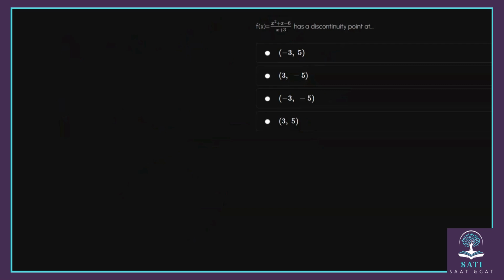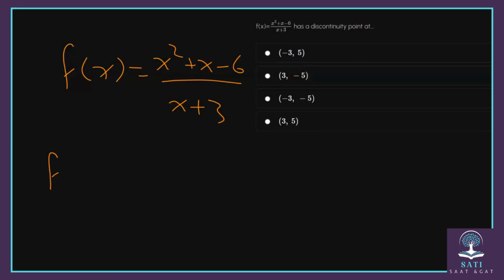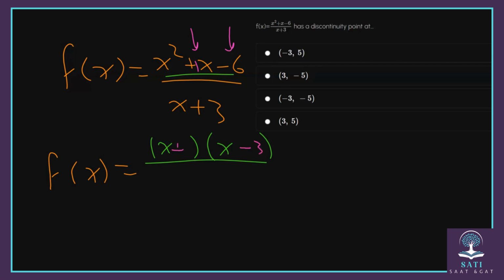In this case, we're going to factorize the numerator. So f of x equals x squared plus x minus 6 over x plus 3. I'll factorize the numerator into two brackets, x here and x here. Now I think of two numbers: when I multiply them, I get -6, and when I add them, I get +1. What two numbers? They are -3 and +2.